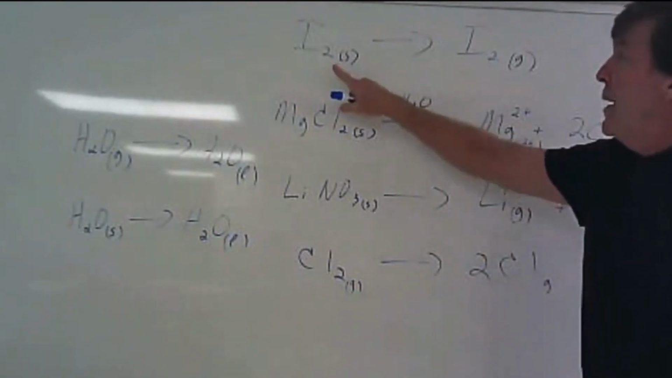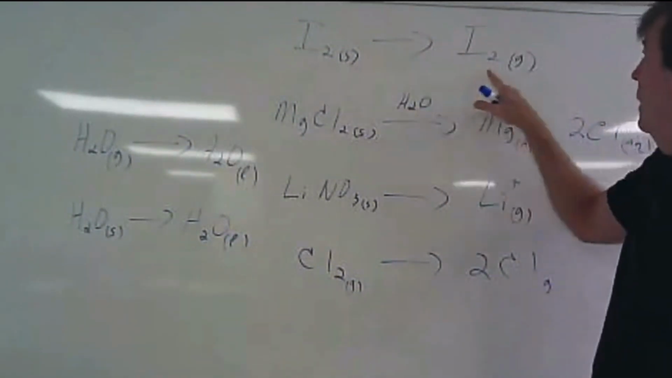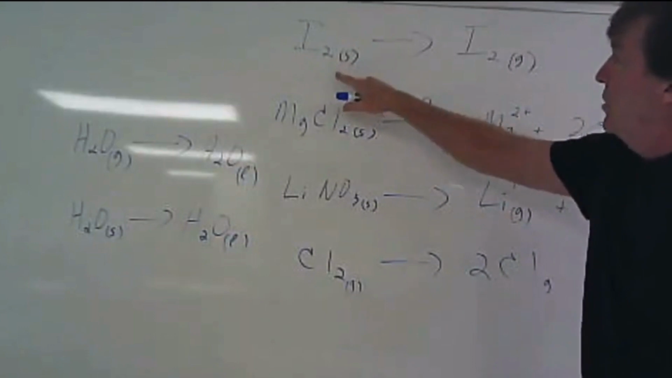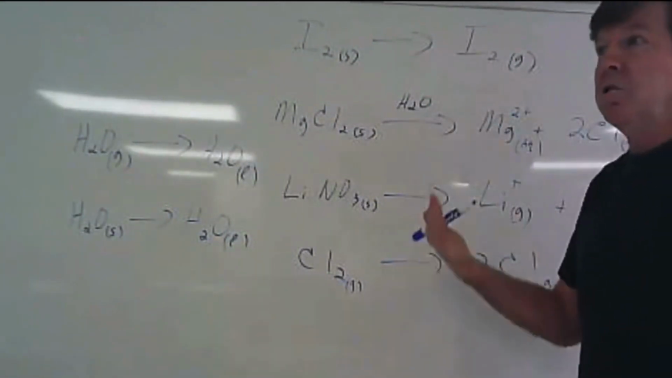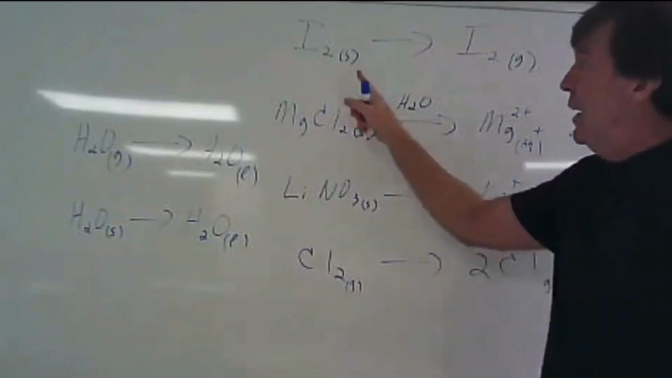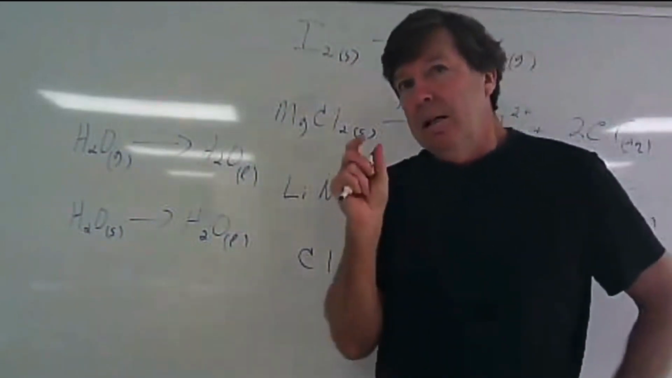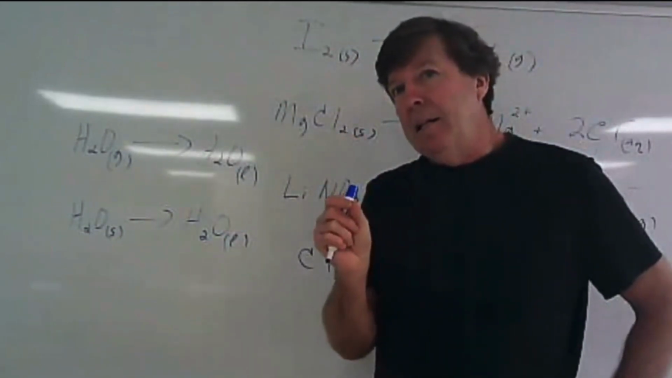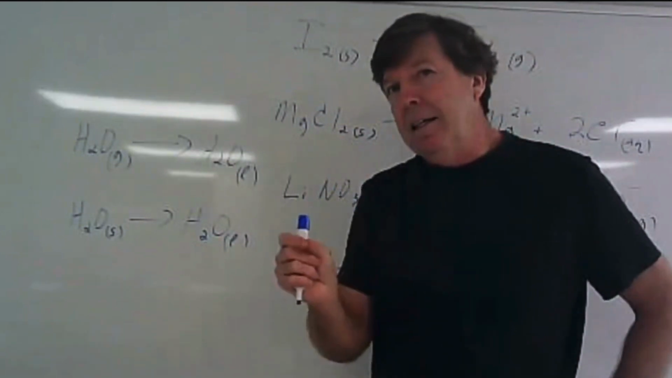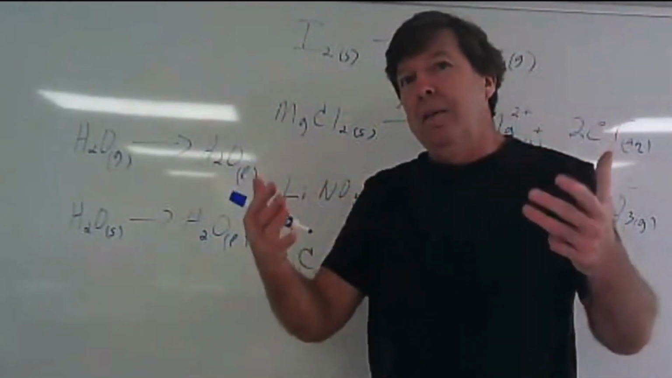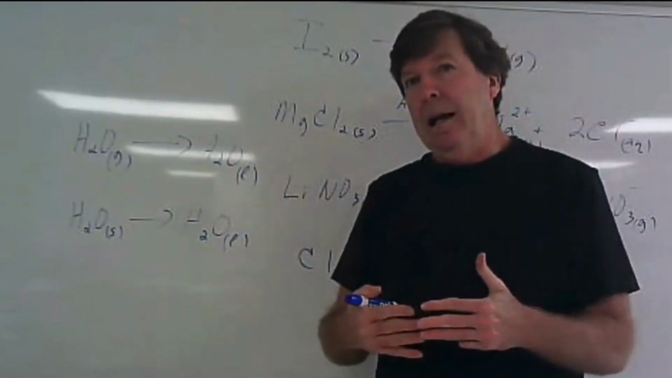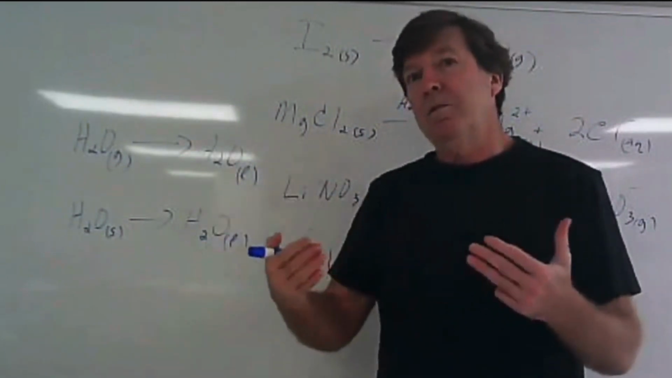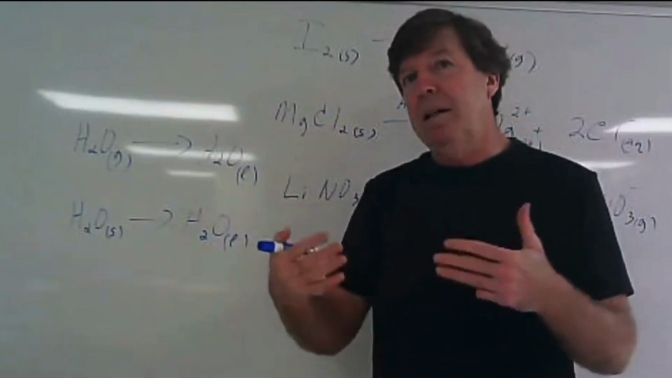Well, somebody help me out here. We have iodine solid going to iodine gas. This is a physical change. This is, of course, sublimation. Mrs. Ellick takes solid iodine in a sealed flask, gently heats it, and the solid goes to a purple gas. It skips over the liquid phase and goes from solid directly to gas.